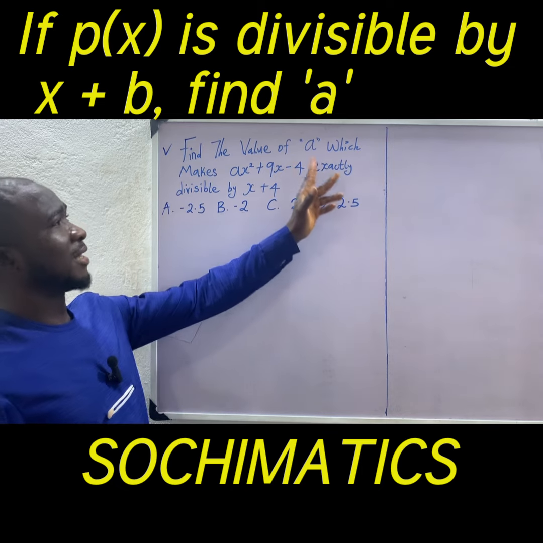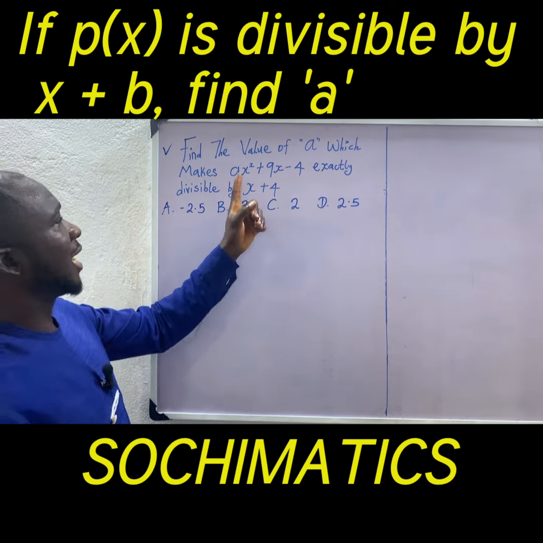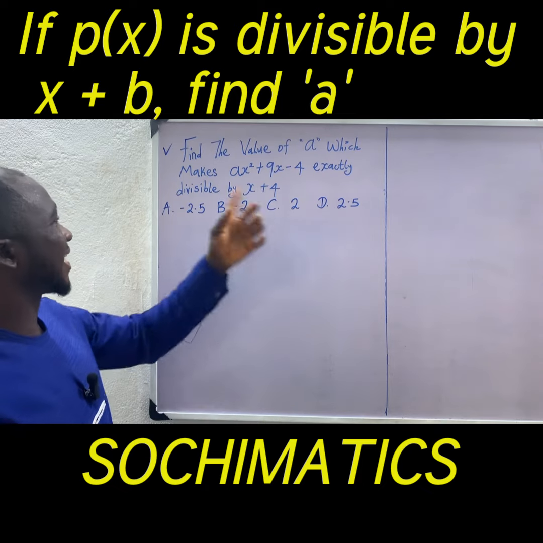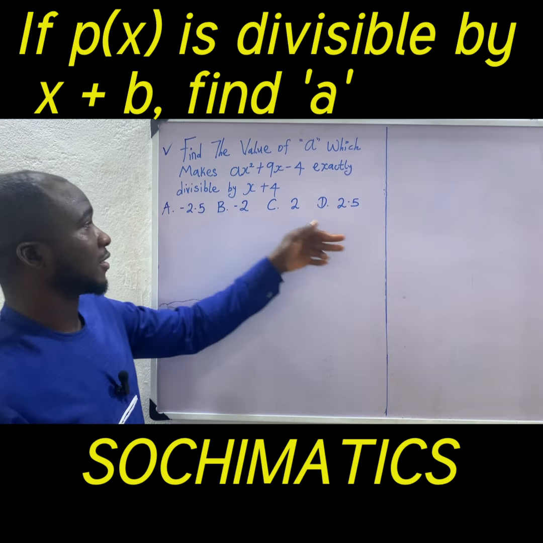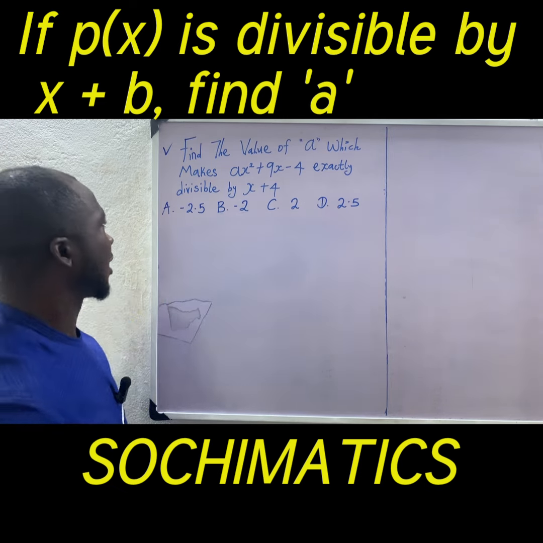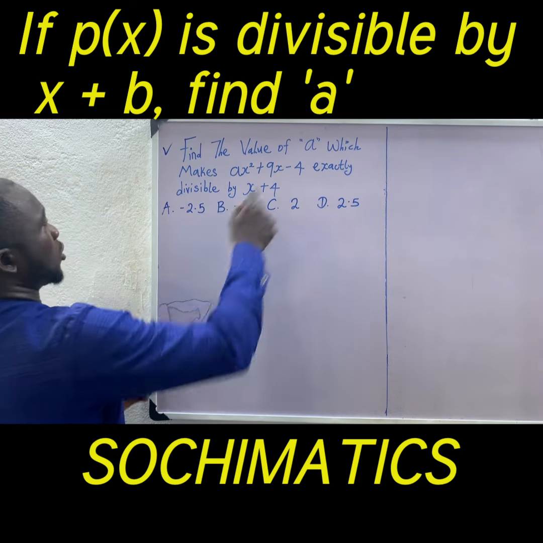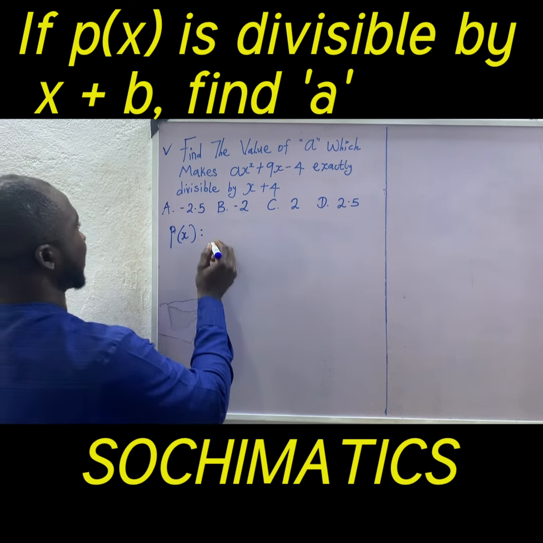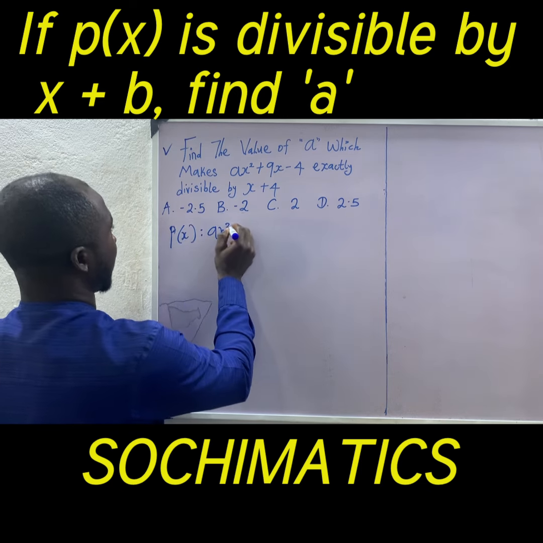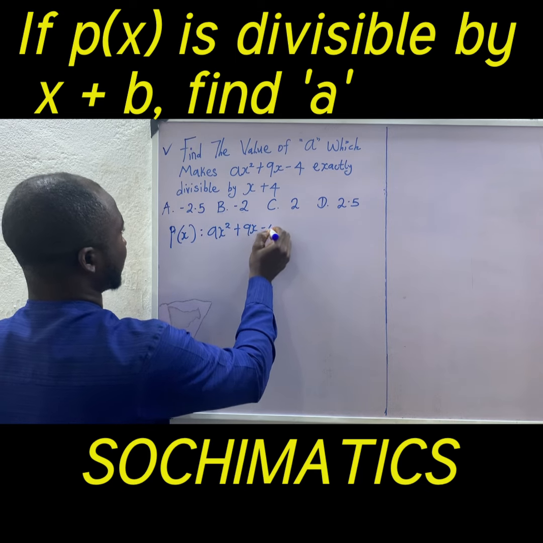How can we find the value of a, which will make this polynomial expression ax squared plus 9x minus 4 exactly divisible by x plus 4? Now, these are the options for the possible values of a. Now, suppose we let this polynomial expression be denoted by p of x. That is, p of x is exactly ax squared plus 9x minus 4.